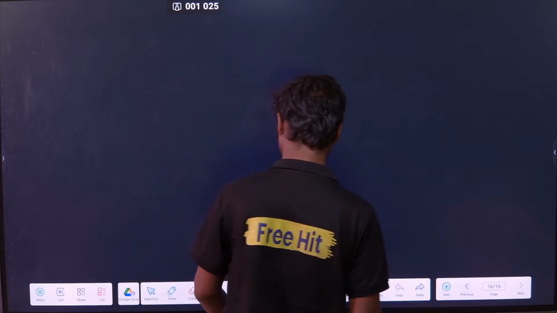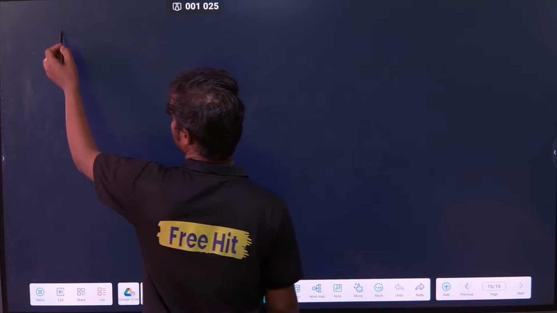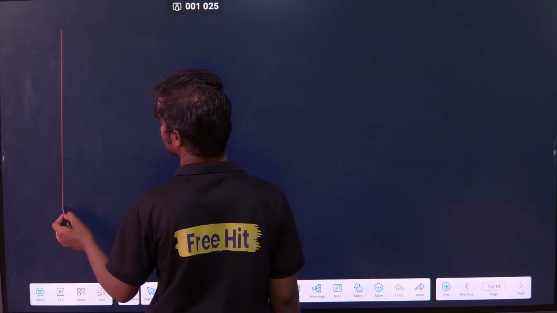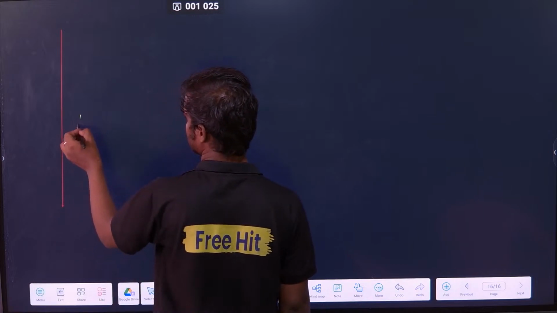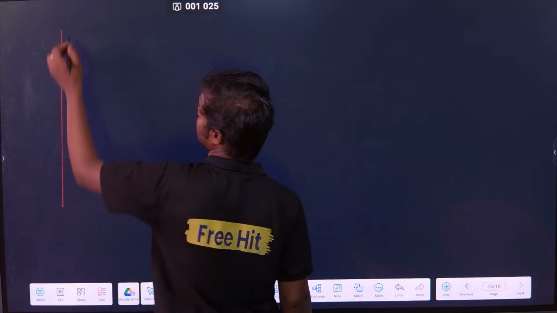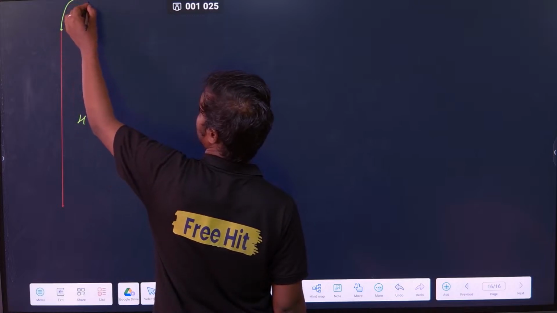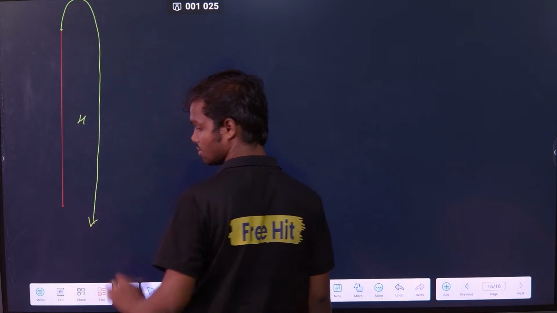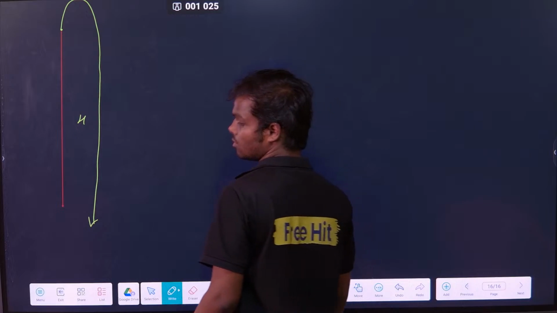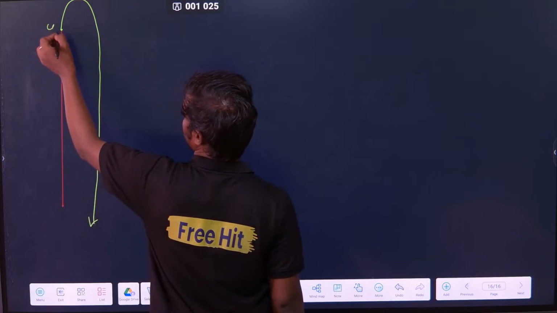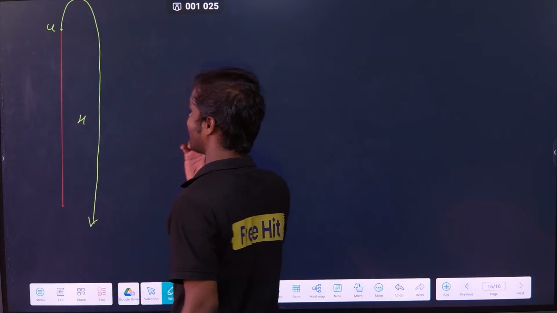Let us consider one special case. Suppose this is my height h, and from this height I have thrown a ball and it will come like this, correct? I have thrown it with a velocity u, correct?